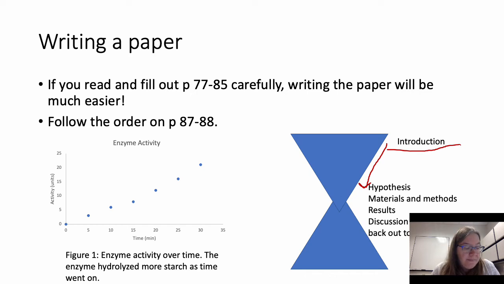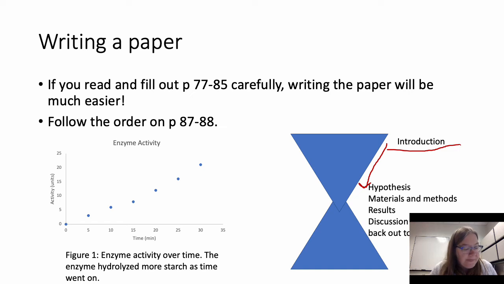Then you have a materials and methods section. This can be kind of a list, a stepwise list is fine, of what materials you used and how you did the experiment. You can refer back to pages 82 and 83 to describe how you did this experiment.